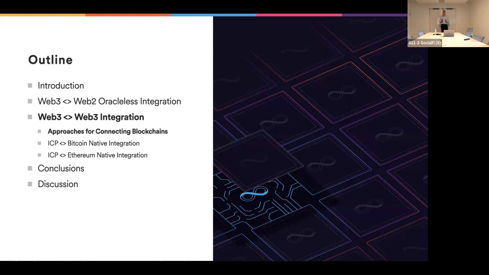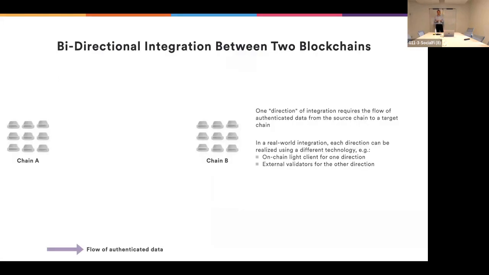Next, I would like to go into the main topic of today, which is an integration of the Internet Computer, of Web3, with another Web3 ecosystem, or in general also how different blockchains can integrate with each other. This is now the first topic, different approaches for connecting blockchains with each other. So to say, a bit of an overview of what's out there in technology and how they compare in terms of properties.